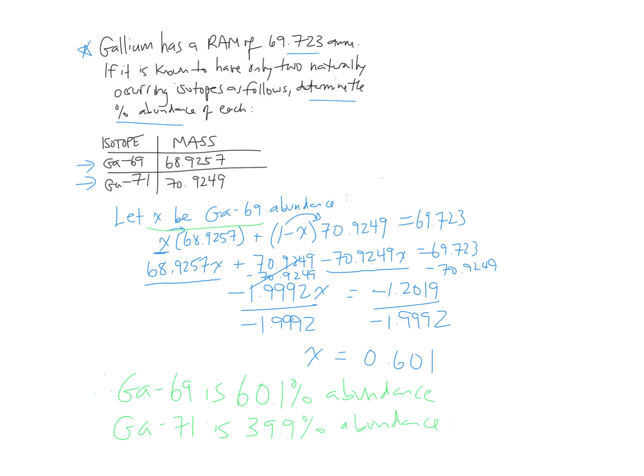Okay, hopefully that makes sense to you. You could double check your work just to see, does this jive with reality? If you look at what the actual given relative atomic mass was, it's closer to 69 than it is to 71, and that's what we would expect if there's a greater abundance of 69 than there is 71, right?